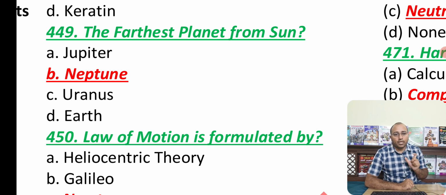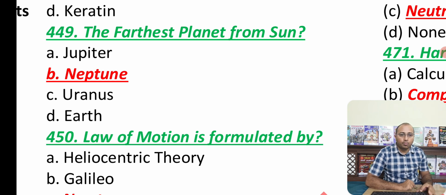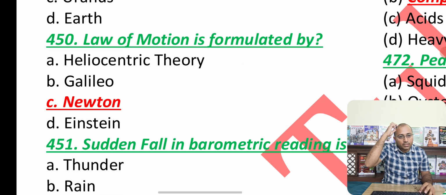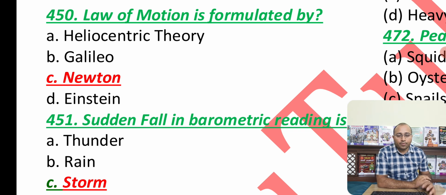The farthest planet from the sun: you know about that, MVEM Jason. It is the sequence of the planets: Mercury, Venus, Earth, Mars, Jupiter, Saturn, Uranus and Neptune. These are the sequence you should know. Neptune is the farthest one. The nearest one you can see, that is Mercury.